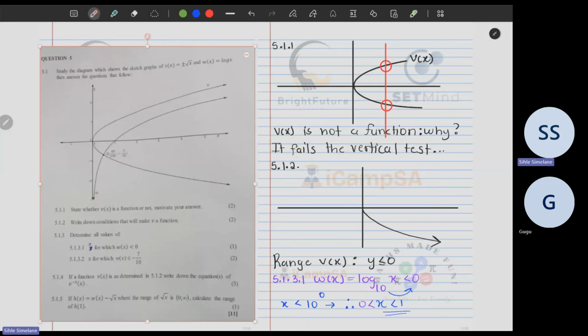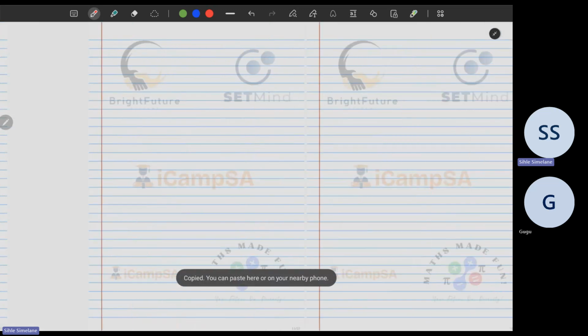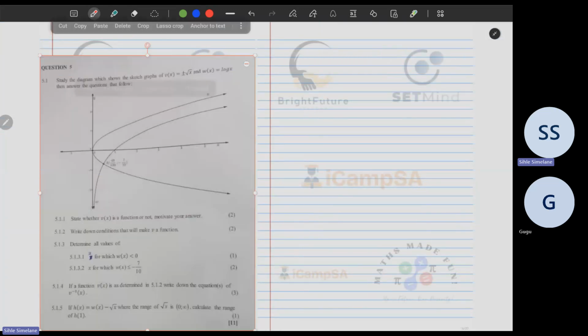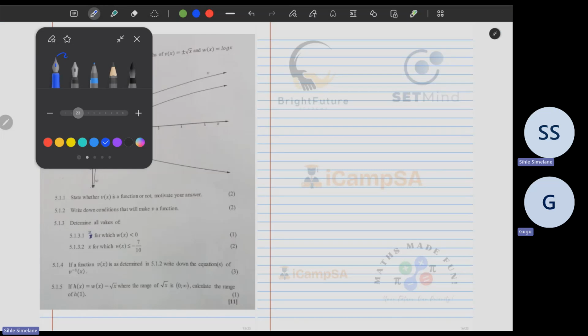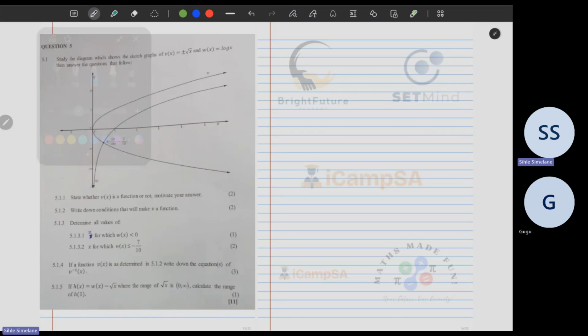So I hope you did get them right. If not, hard luck. It happens. Let's have a look at this one. I'm writing the paper. You are what? Writing. Okay. So let's have a look at this one.